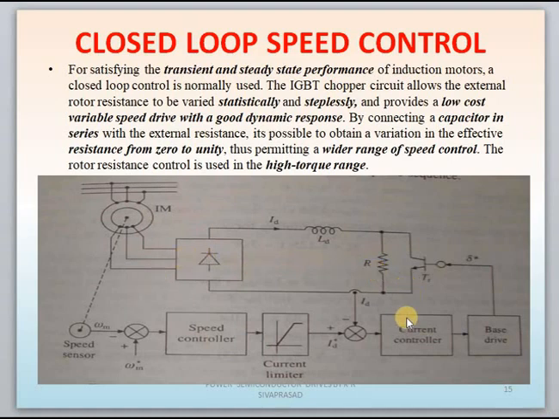This is a block diagram of closed loop speed control. Here the actual speed is compared with a reference speed, and with the error, a speed controller will generate a signal to the current limiter to produce a current reference signal ID star. This ID star is compared with the DC link current. With that error, a current controller will produce a signal for turning on and off the IGBT device. So with that, we can vary the resistance value to control the speed of the induction motor.